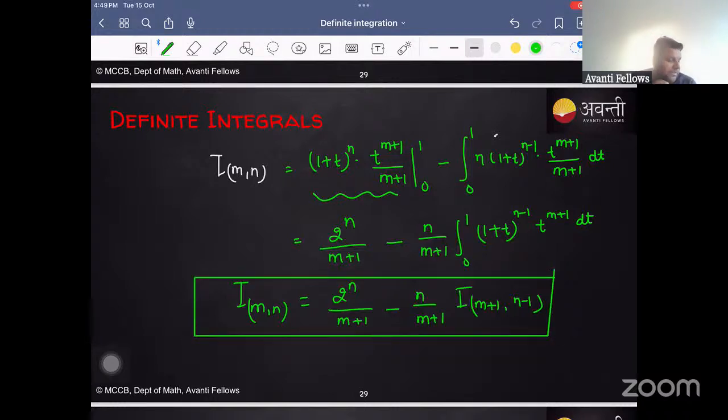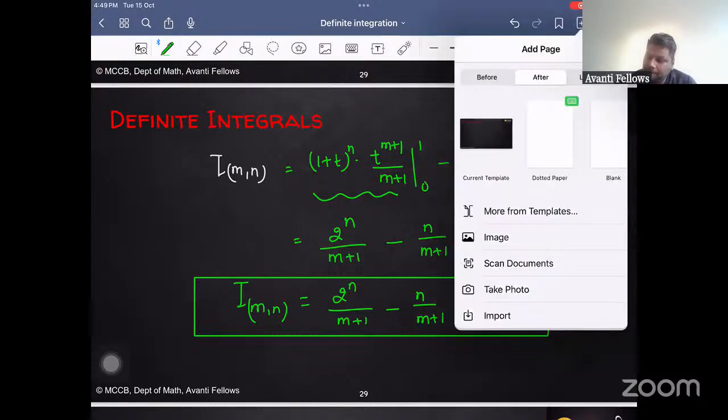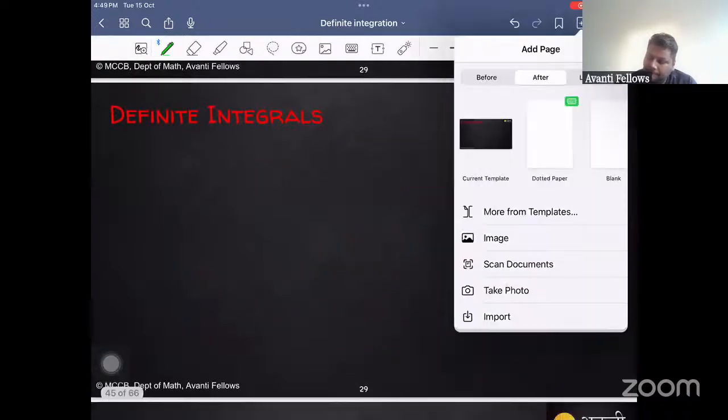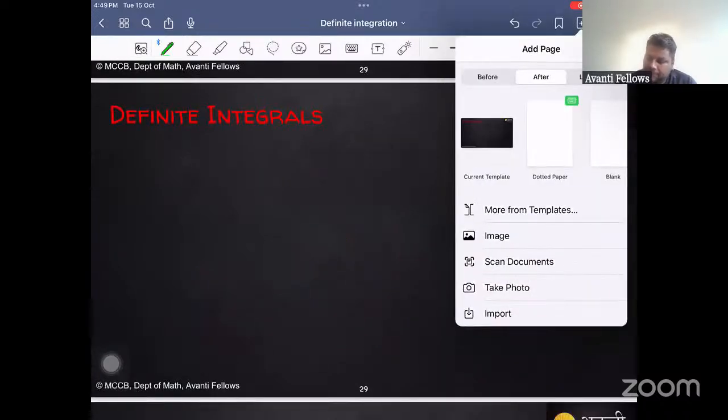This question came in JEE 2003. All the questions that we are doing today are from previous year JEE Advanced questions. And this was an easy treat for the students. Got it?